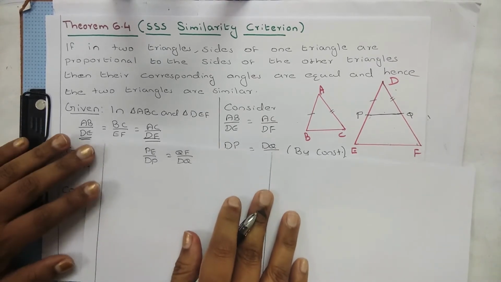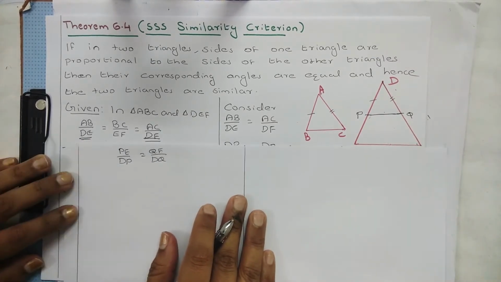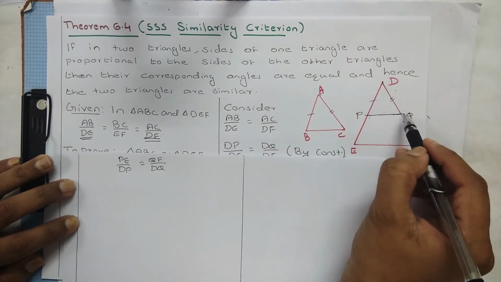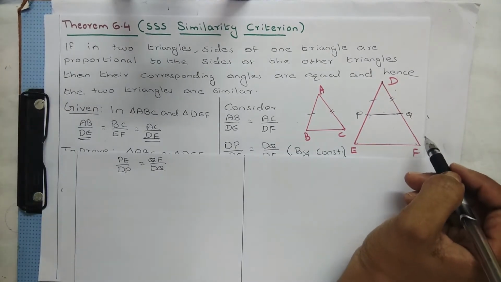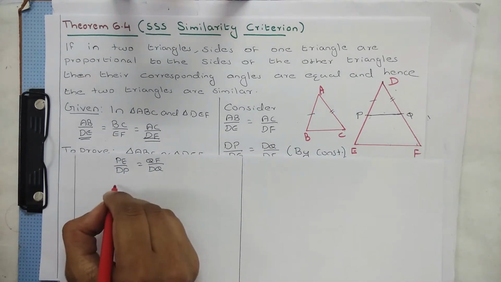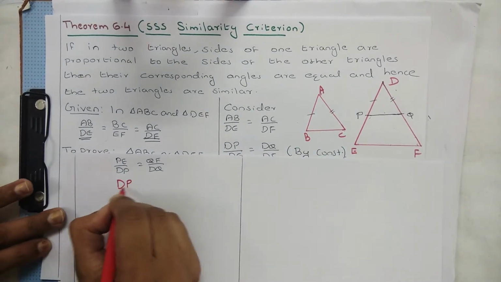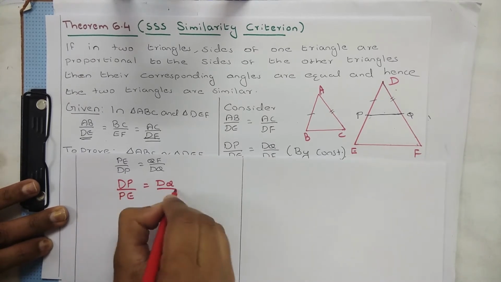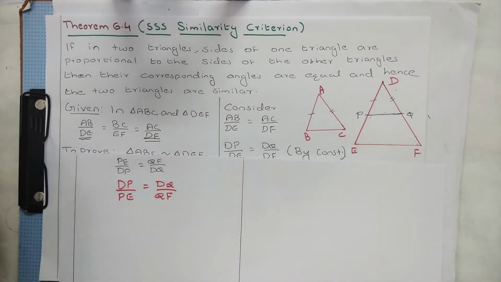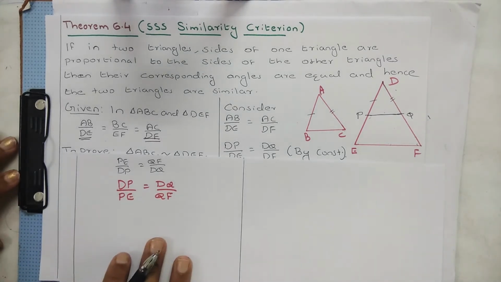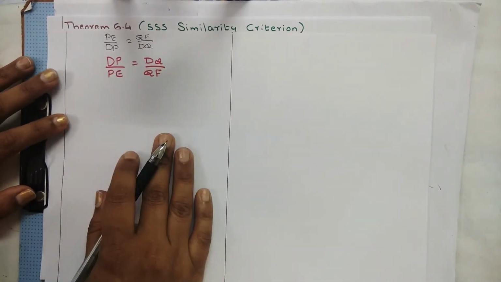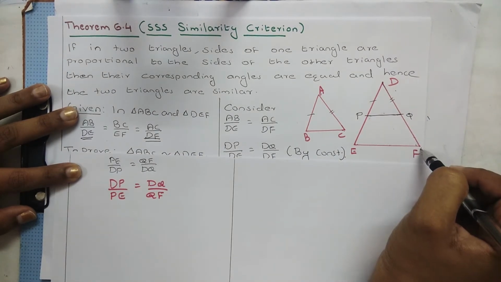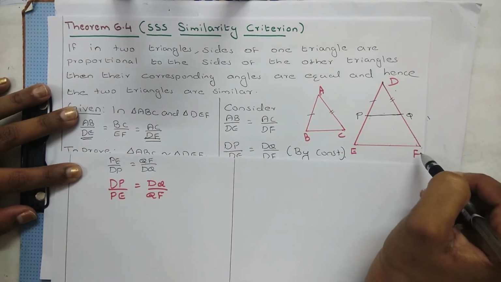But we want to get the ratio. What ratio do we have to get here? We have to get dP by PE is equal to dQ by QF. So I am taking the reciprocal again. If you take the reciprocal, what will you get? dP by PE is equal to dQ by QF. Right? So if you take the reciprocal, we can tell that dP by PE is equal to dQ by QF, in the sense PQ is parallel to EF.